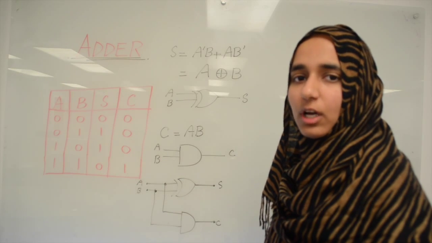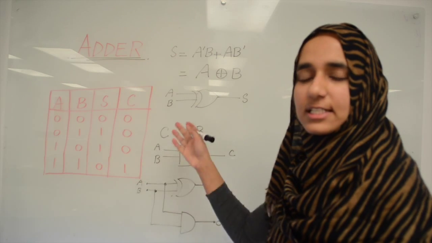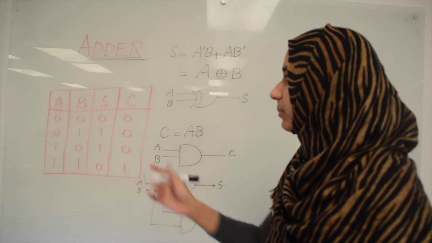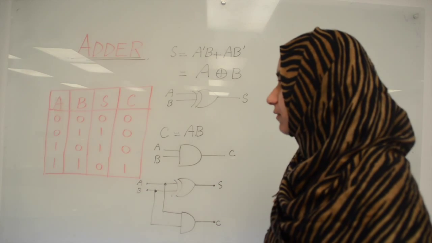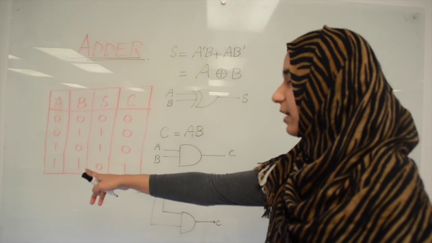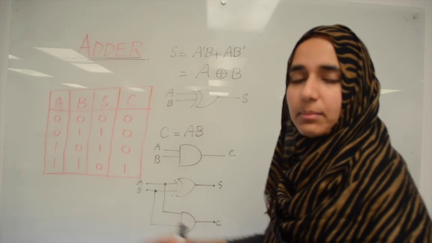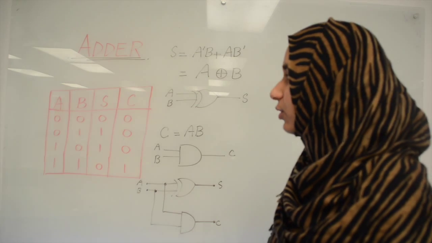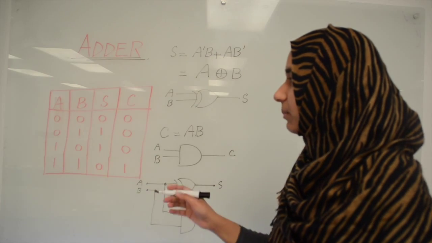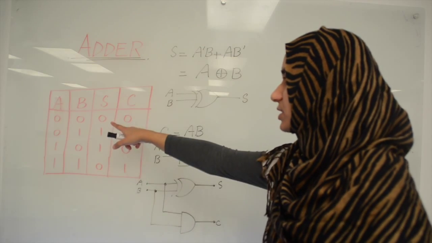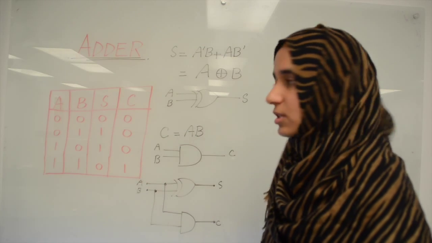Today I'm going to talk about a concept in digital logic design called an adder. So how do you add binary numbers? For example, let's suppose you have two inputs A and B and you have two outputs, their sum and their carry. So the way you add binary numbers is you have 0 and 0, the output is 0, which is the sum, and the carry is also 0.